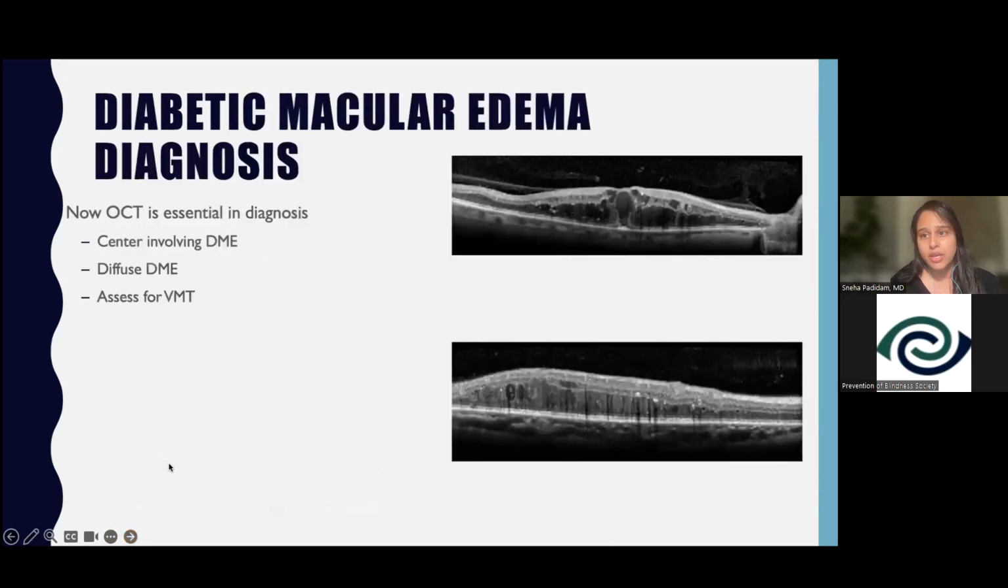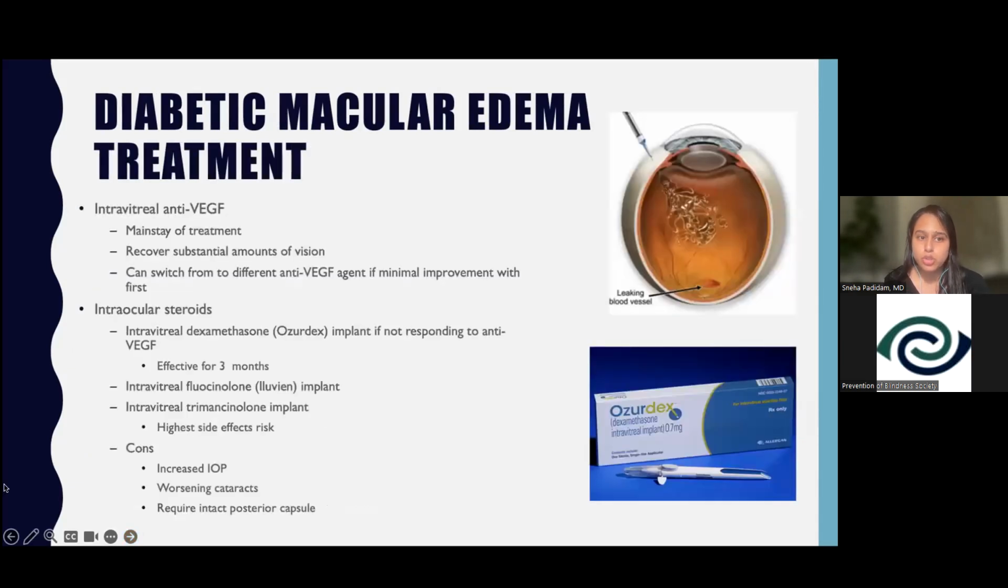The other complication of diabetic retinopathy is edema or swelling. And these are OCT images of those dark spaces or fluid in the retina. And DME is treated usually with anti-VEGF injections in the eye. That's our mainstay of treatment. And luckily, patients with diabetic macular edema or diabetic swelling can recover substantial amounts of vision. And oftentimes, if one anti-VEGF agent doesn't work, we can switch to another one.